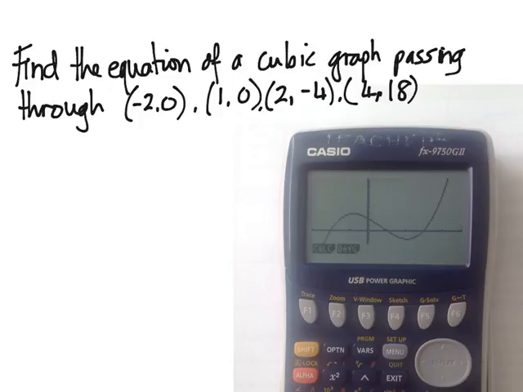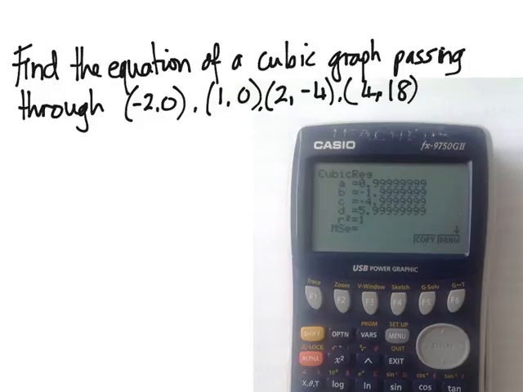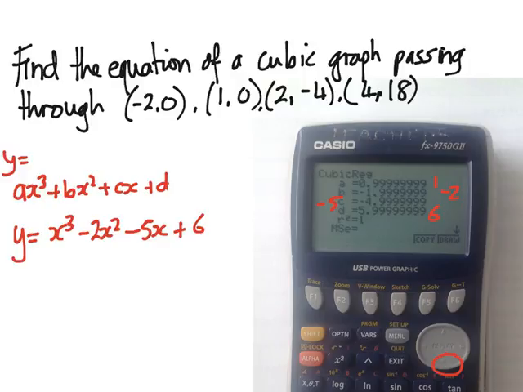Then go and choose the calculate, choosing the x to the power of 3 to get your values. Use a bit of common sense and round the values, so a would round to 1, b would round to -2, c to -5, and d to 6. Scroll down with that button and you will see the equation and plug it in. So substitute the values in for a, b, c, d, and you're done.